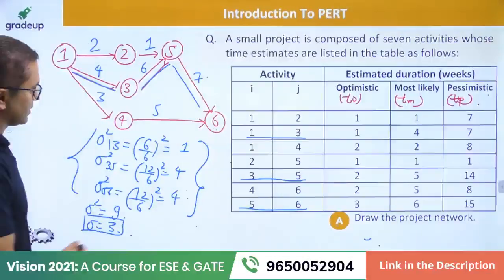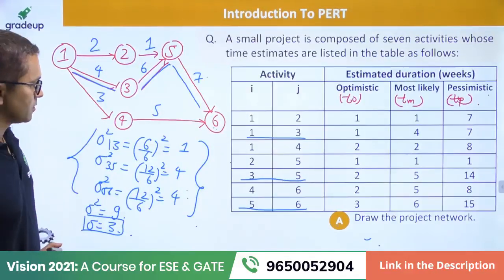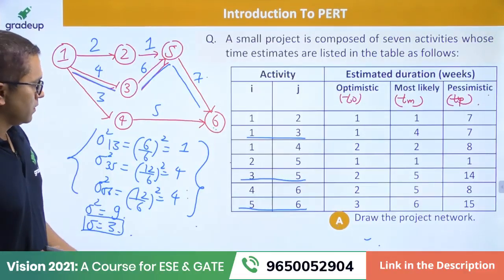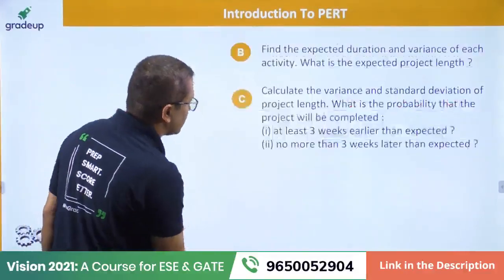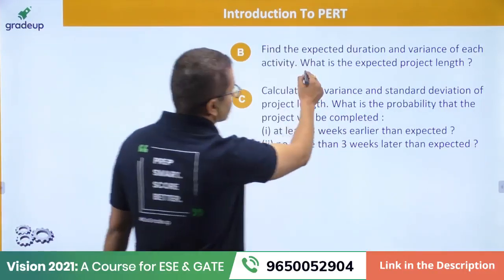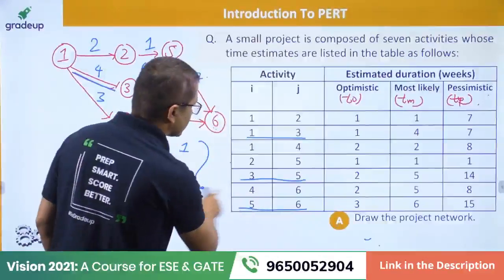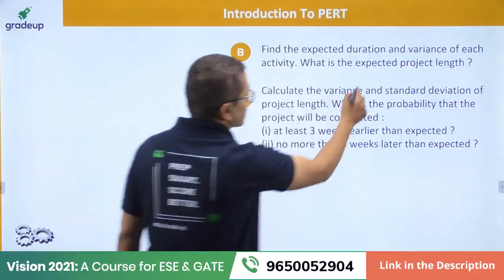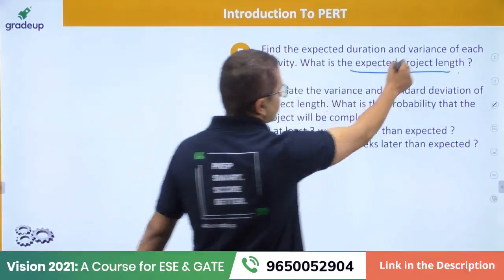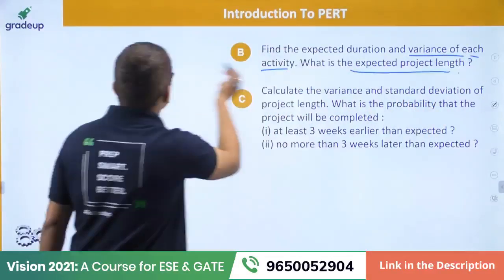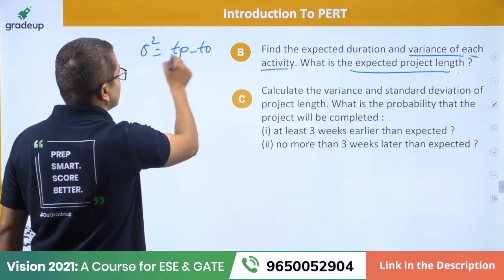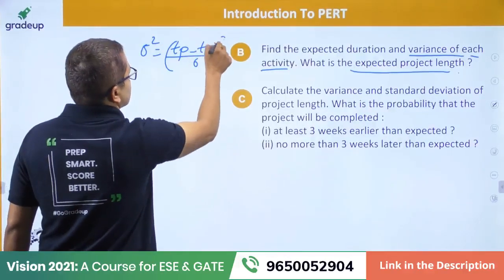So sigma is nothing but 3, all right? This is what we say. Now we go to the next slide. Expected project length we have already calculated. Variance of each activity can be found out using (TP minus TO) upon 6, whole squared, right?